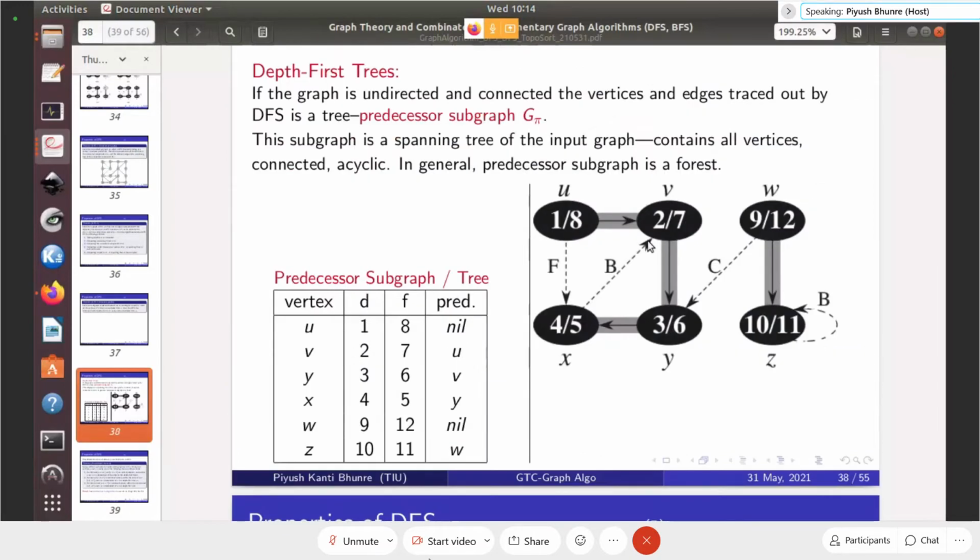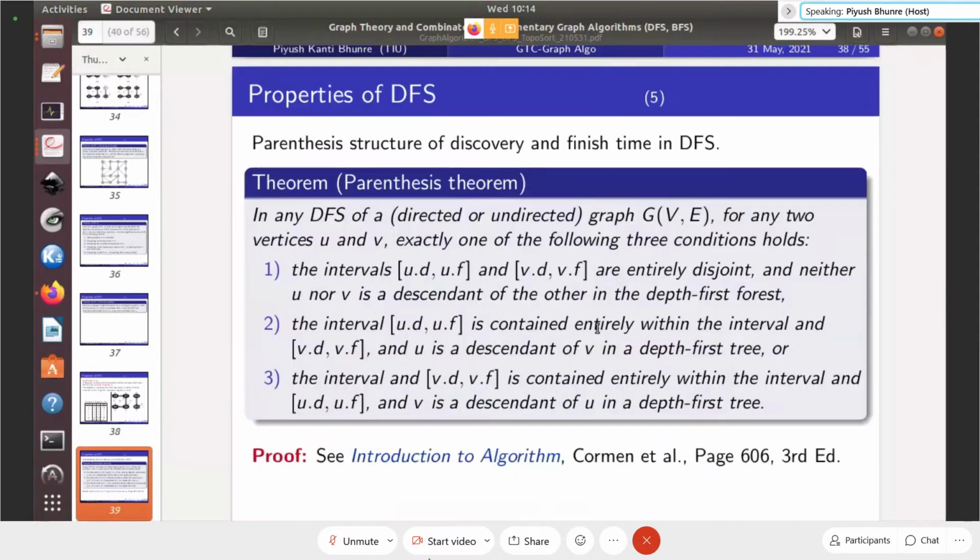So in this case, v is a descendant of u, so that's why 2 comma 7 is entirely contained within the interval 1 comma 8. Similarly, for y, 3 comma 6 is the interval which is contained entirely within 2 comma 7 or 1 comma 8, and so on. So all the vertices reachable from u have an interval which is totally contained in that of u. So it forms a nice structure that we can put into parentheses basically.